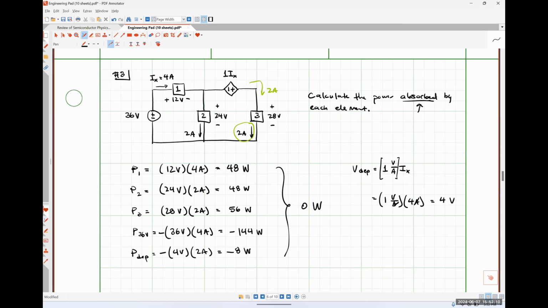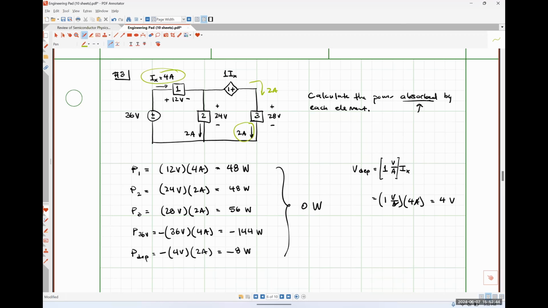Yeah, that makes sense. For some reason I saw that and thought element 1 was getting 4 amps and not just IX being 4 amps. So element 1 is getting 4 amps, but IX also equals 4 amps. Yep. All right. Yeah, so this is our first problem with a dependent source. So these things are going to be a little bit confusing until we just get more practice with them.